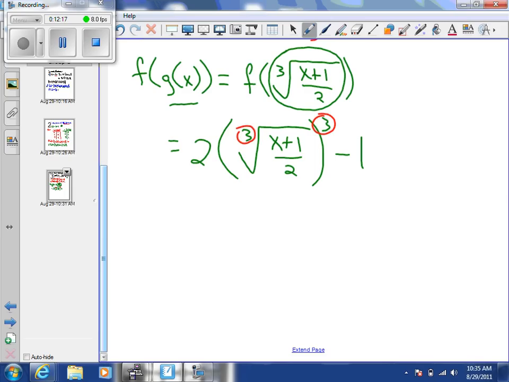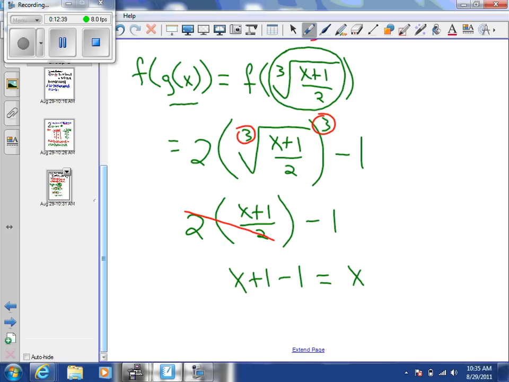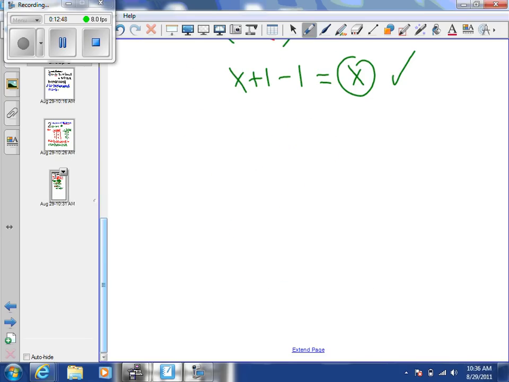Well, one thing to note, I'm cubing a cube root. That works out really nice. All that happens is the cube root disappears. So I have 2 times x plus 1 over 2, and I've still got the minus 1 out here. Well, these 2's cancel. I've got x plus 1, and I still have the minus 1, and the plus 1 and minus 1 cancel, and I get x. So far, so good. The first part of the verification has worked.